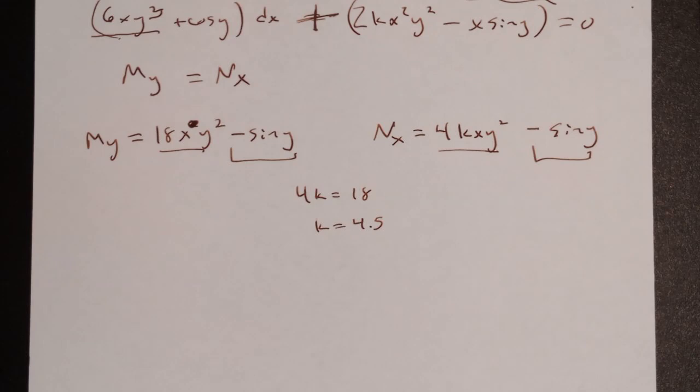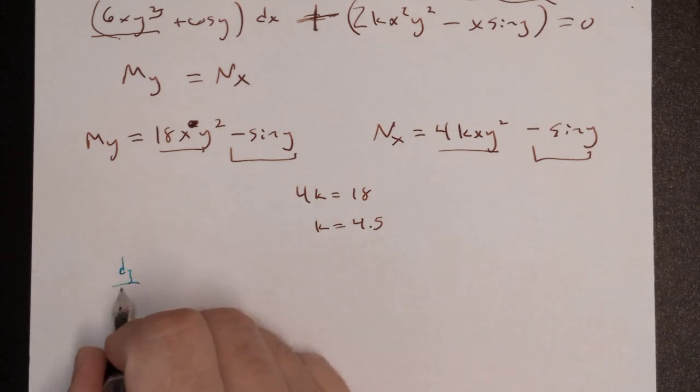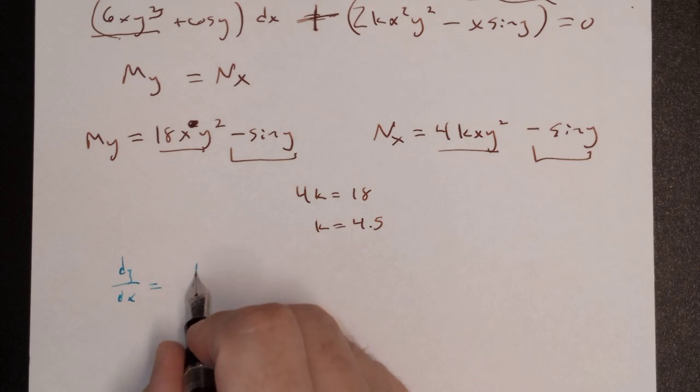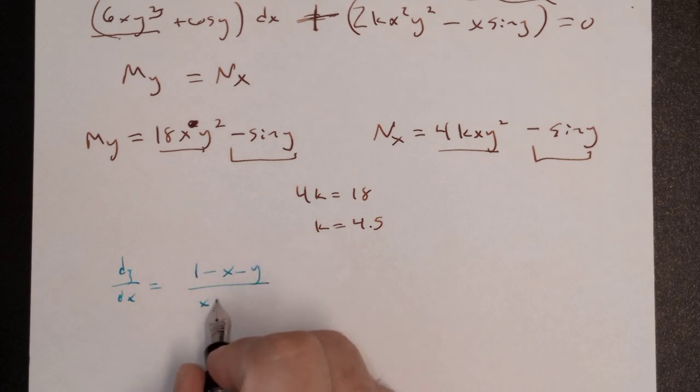What is 24 on 2.5? Solve by making an appropriate substitution. 24. dy/dx equals 1 minus x minus y over x plus y, right?